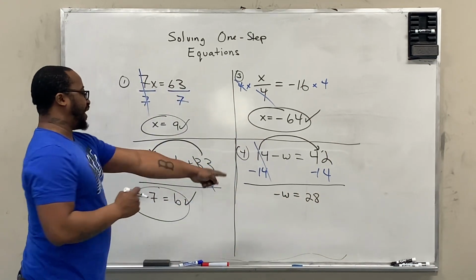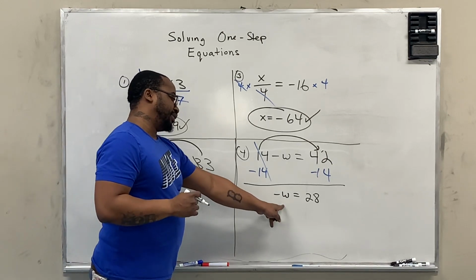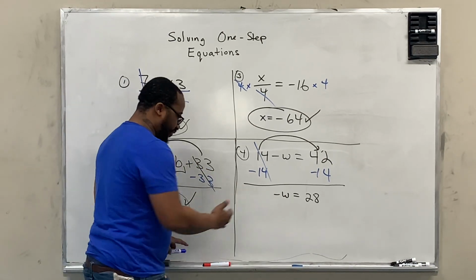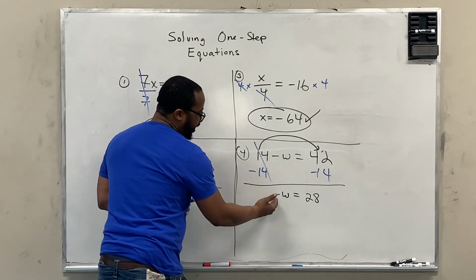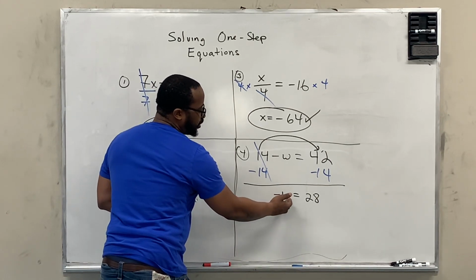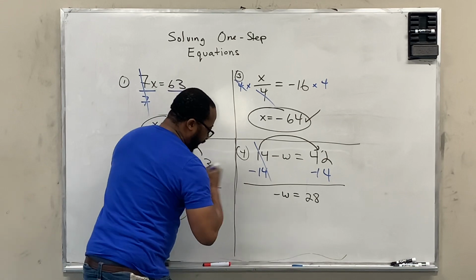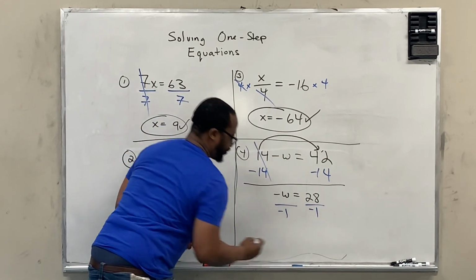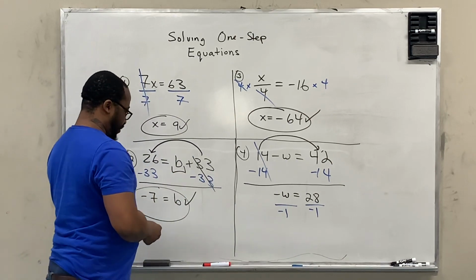Now, I can't have a negative variable. You can never have a negative variable. So how do I get rid of the negative variable? Well, this is basically like -1w equals 28. So all I have to do is divide by -1 on both sides, okay?